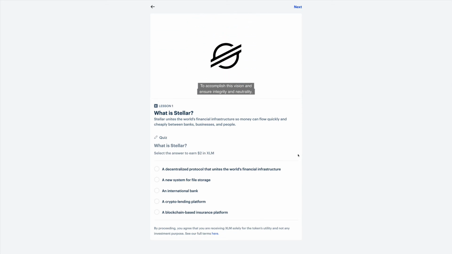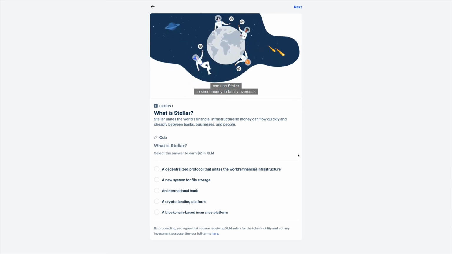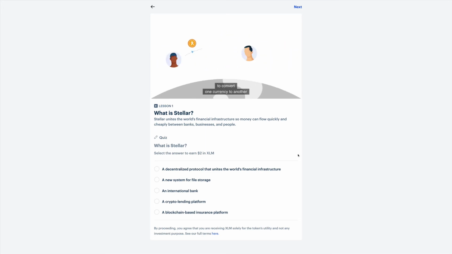To accomplish this vision and ensure integrity and neutrality, Stellar is not a bank or a business. Instead, it's a decentralized open network, supported by a nonprofit foundation, that handles every currency and speaks to every payment system in its native language. That means businesses can move money globally in seconds, no matter what bank they use back home. And people all over the world can use Stellar to send money to family overseas, to convert one currency to another, or to make payments that are too small to cover fees traditionally charged by today's institutions. In the future, Stellar hopes that you won't have to use traditional infrastructure to get your money where you want it to go. Instead, you'll just use Stellar.